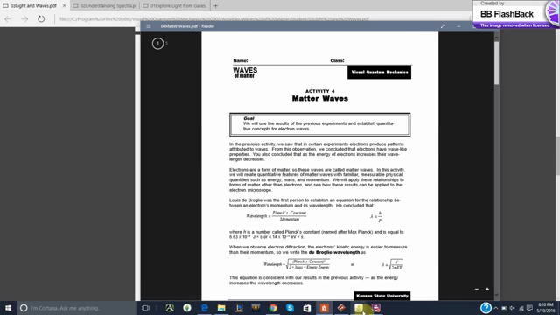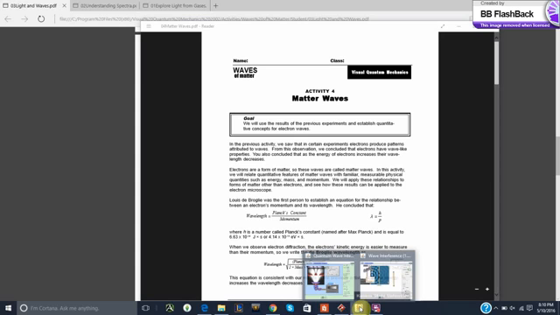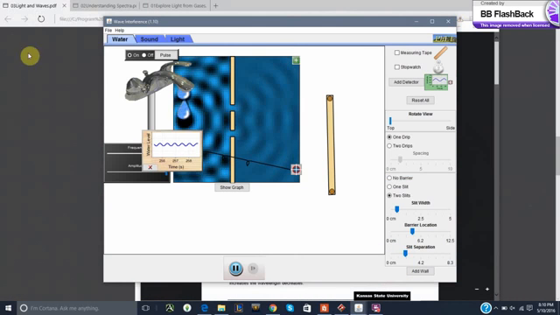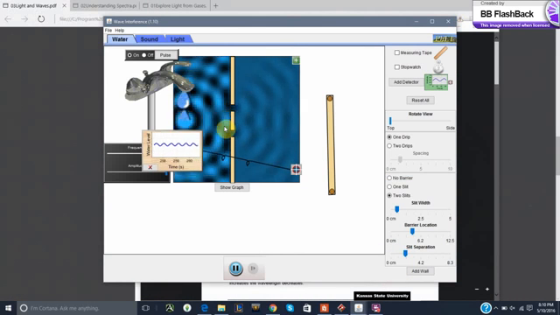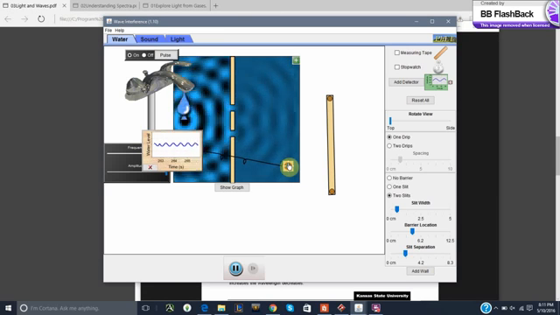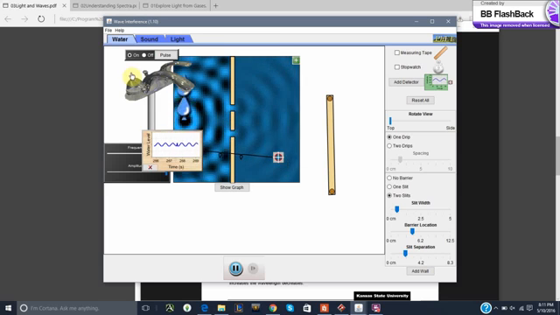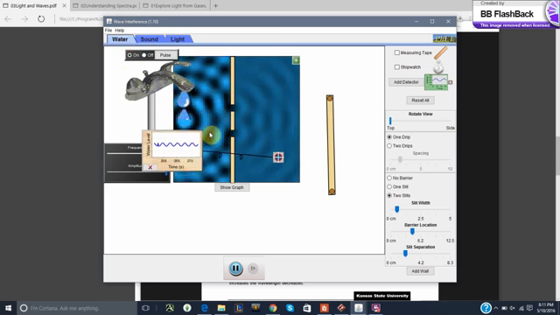Now, the first three are just a refresher on how light waves work, or how waves work in general. So I'd pull up this little PhET demonstration from the Colorado website. You might already be aware of this, but it demonstrates how water waves work.